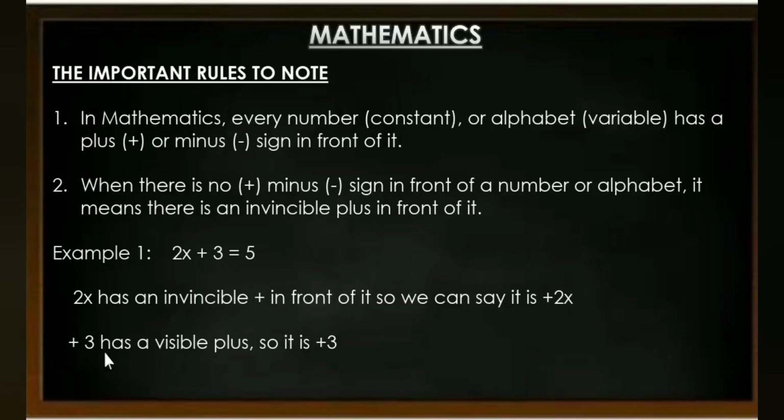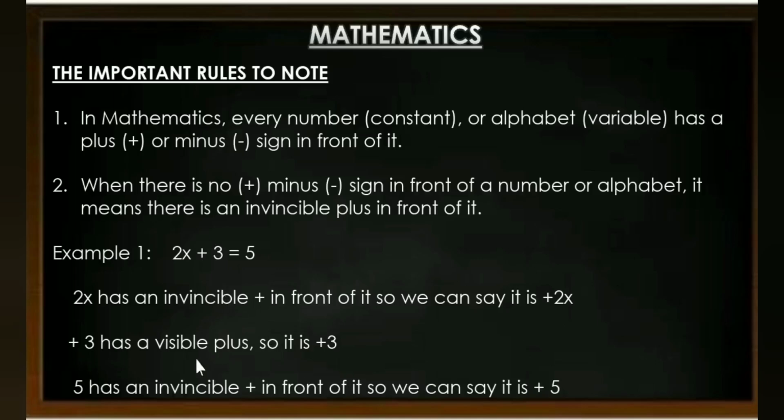Also, plus 3 has a visible plus sign. As you can see, there is a visible plus sign in front of 3, so it simply means 3 owns this plus sign in front of it, so it is plus 3. 5 has an invisible plus in front of it, so we can say it is plus 5. As you can see, there is no sign plus or minus in front of 5. However, there is an invisible plus in front of it, so we can say it's same thing as plus 5.